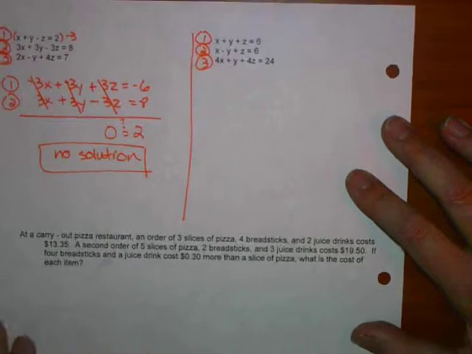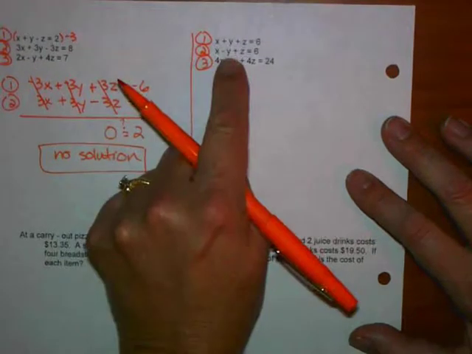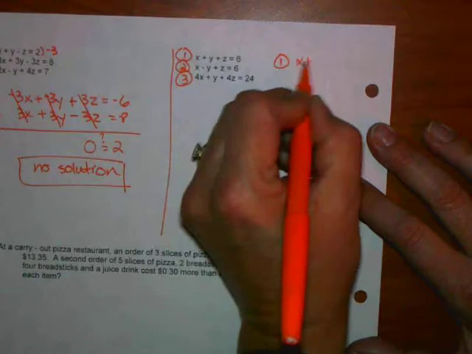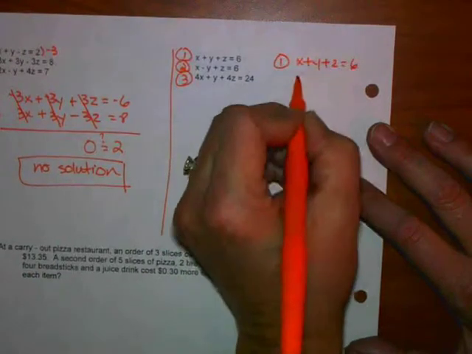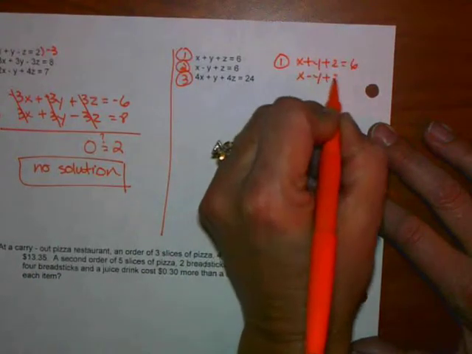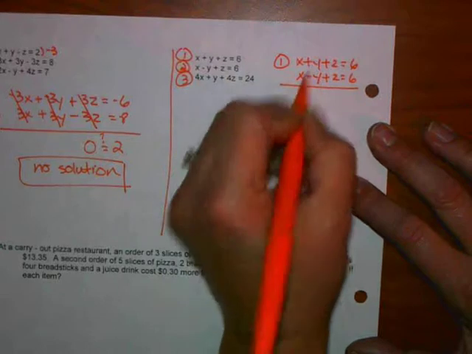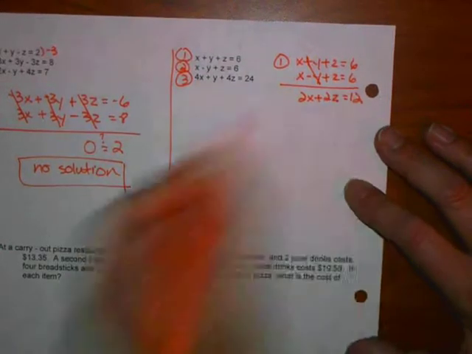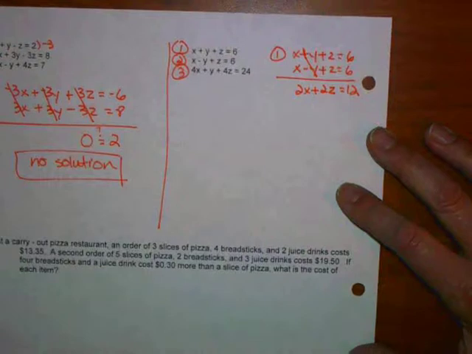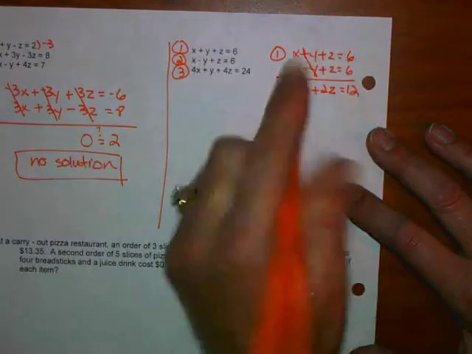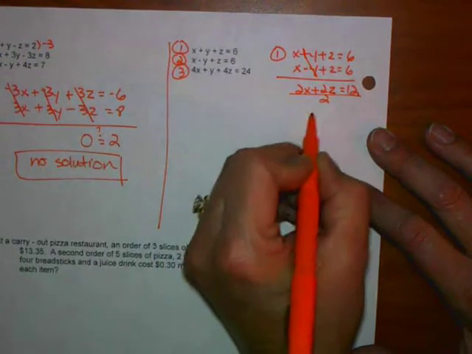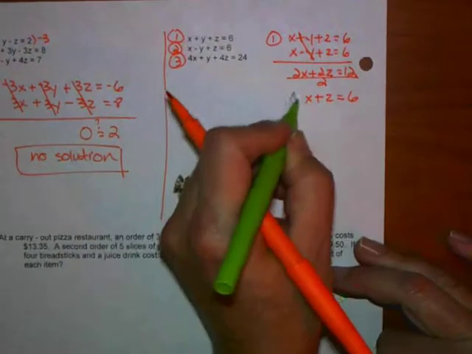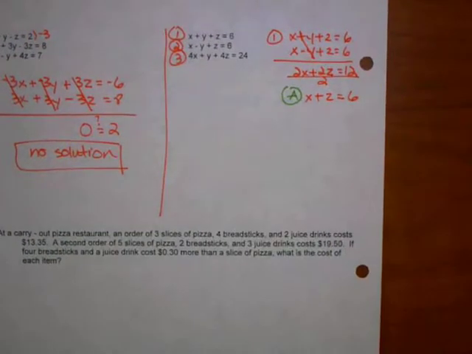Let's see what happens here. Hey, look at 1 and 2. I can get rid of y real easy, correct? So let's start with that and see what happens. You get, this goes away, you get 2x plus 2z equals 12. Let's make it pretty. What can I divide everything by? 2. So I get x plus z equals 6. So this is my new equation here. That's where we started. A.